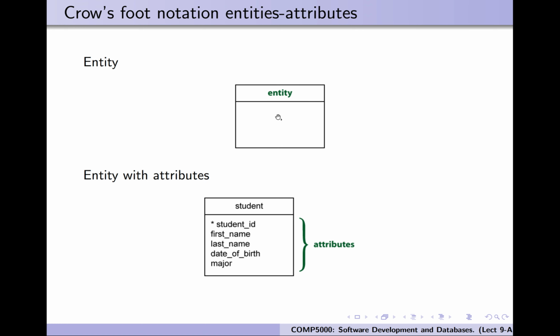So how do you deal with the attributes? You have an entity, and then you draw a box, and you put the attributes as rows in the box. This is the way the notation works, and here's the entity with attributes. Here's a student, and the attributes are first name, last name, date of birth, and major, what degree they're studying, and a little star. The star is not an essential notation, but it marks the key. The key thing here is we have an entity, the name at the top, and the attributes listed below.